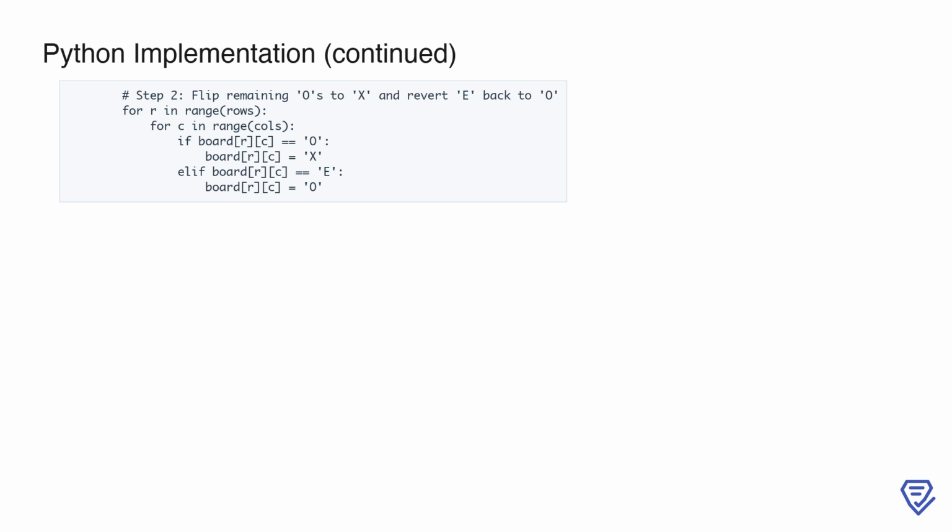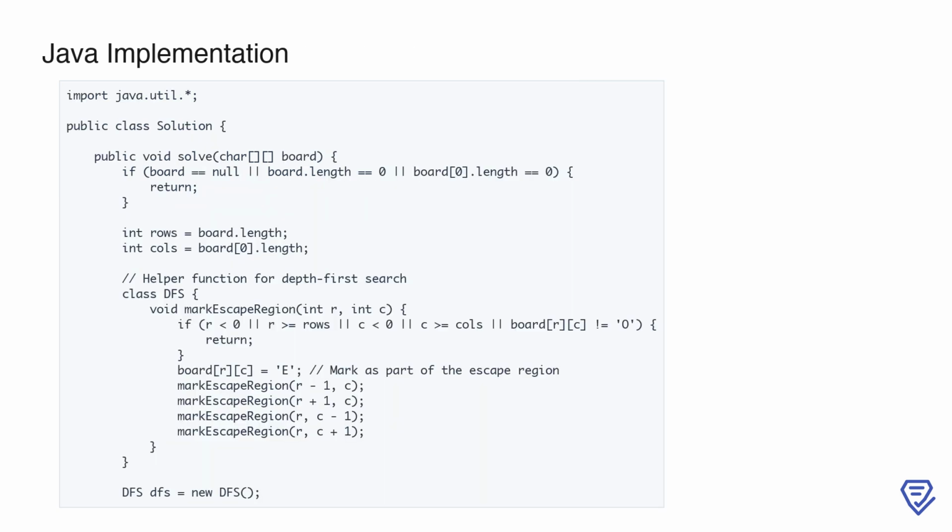This completes the solution, ensuring the board meets the problem's requirements. Here, we're starting with the Java implementation of the problem. First, we import the necessary utilities and define the solution class. Inside the class, we have the solve method, which takes a 2D array of characters, board. This array represents the game board.